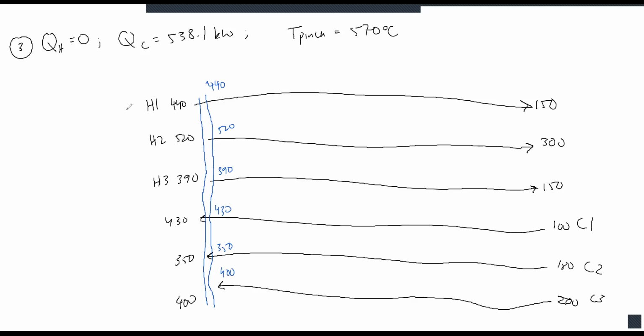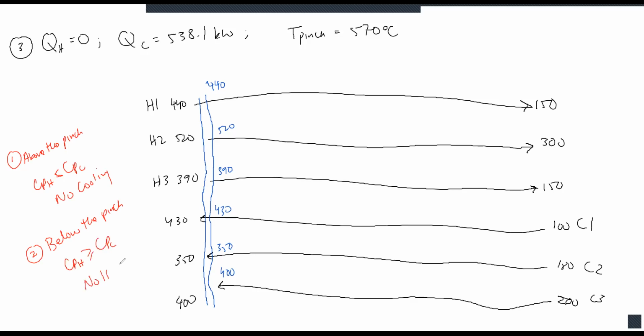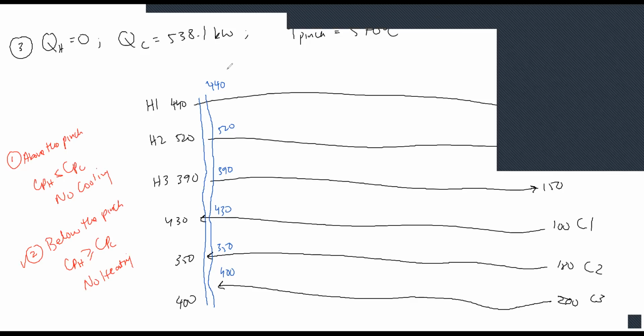Okay, let's write our metrics here. Since the entire problem is below the pinch, first of all, let's write the rules. I'm always going to write the rules. It's good to remember. Above the pinch, we have Cp hot less than or equal to Cp cold, and we have no cooling. And below the pinch, we have Cp hot greater than or equal to Cp cold, and there is no heating. This entire problem is below the pinch, so just take note of that when solving this.